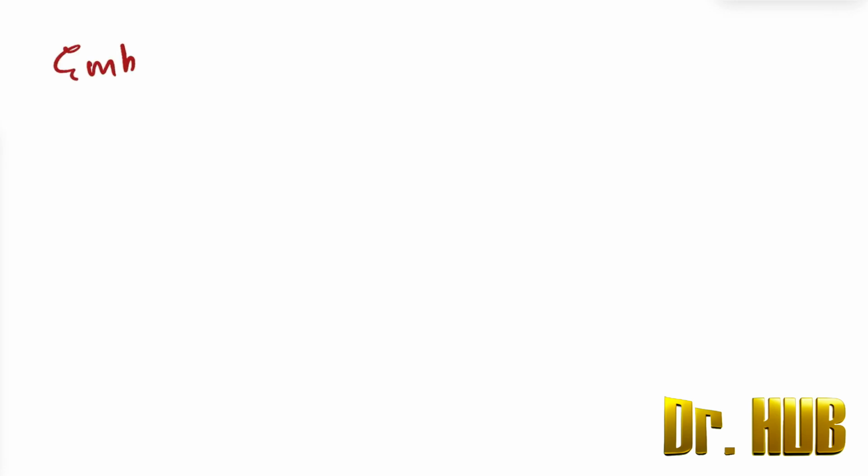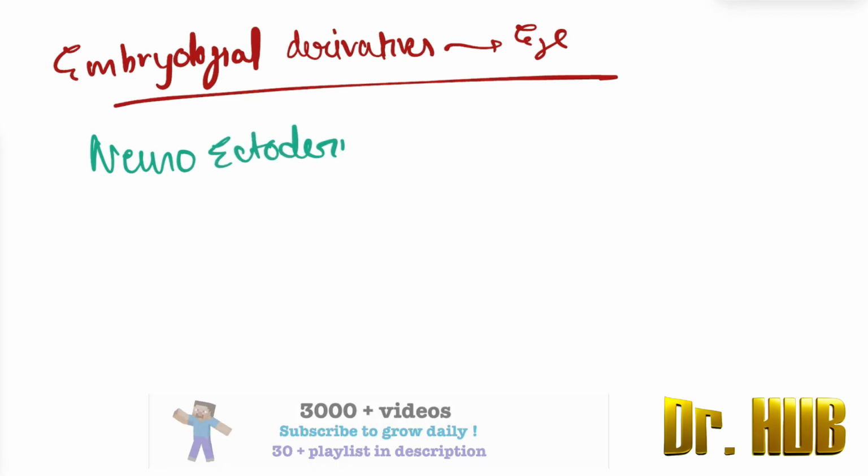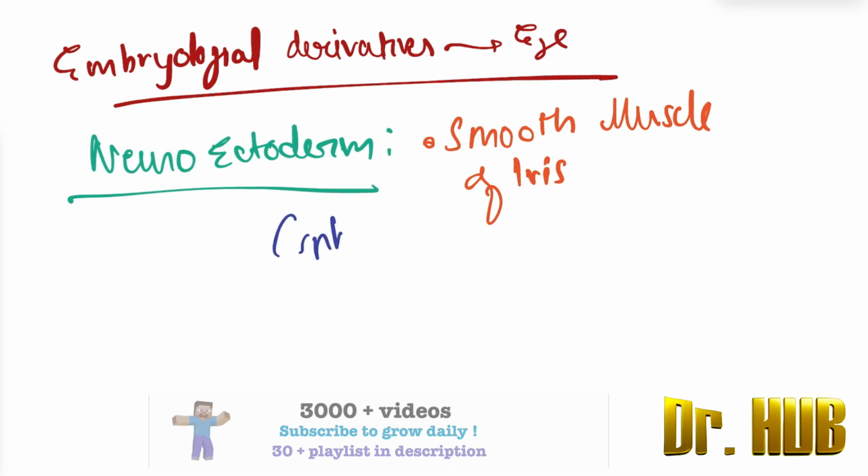Today we will see the embryological derivatives of the eye. To get started, first we see the neuroectoderm. What does this neuroectoderm contain? The derivatives here are the smooth muscles of the iris, that is the sphincter and the dilator pupillae.